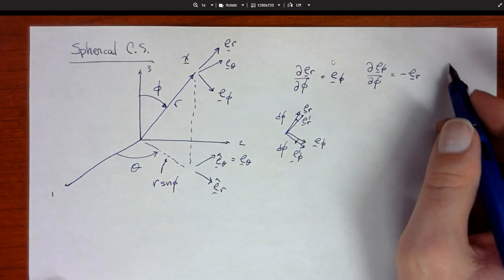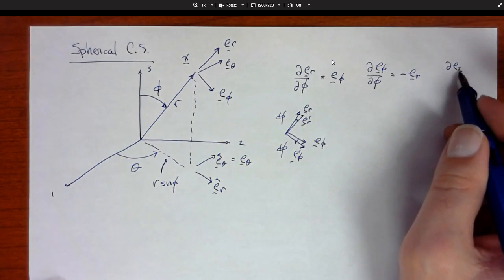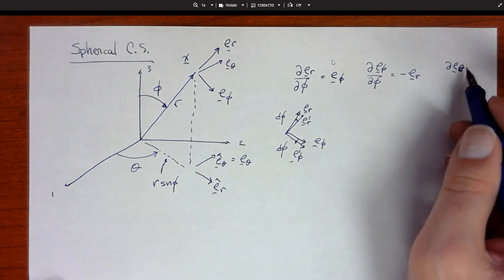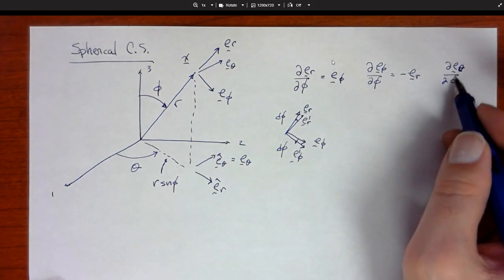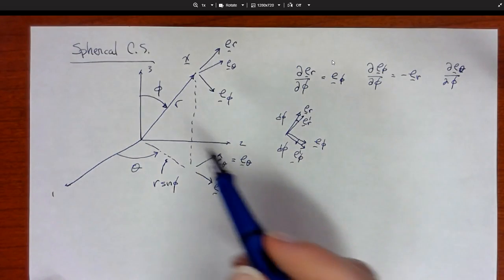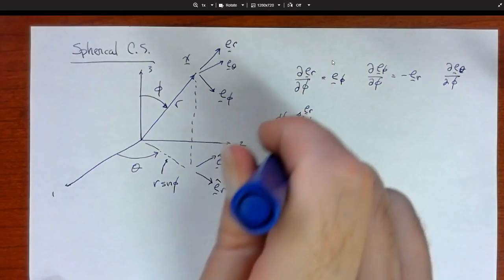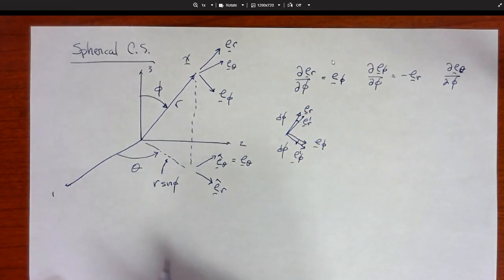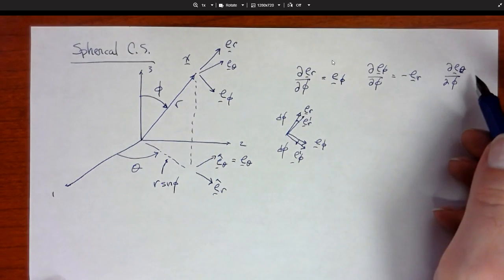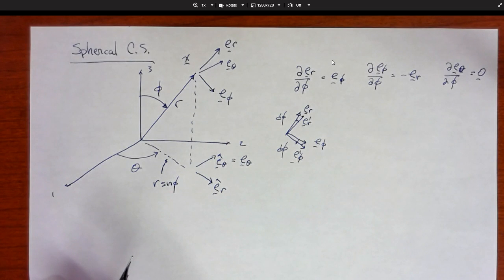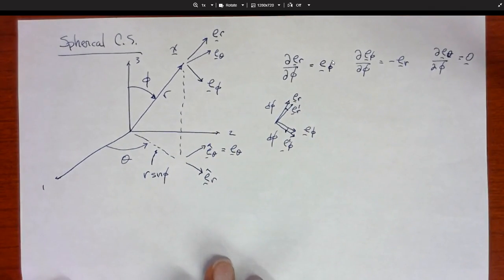And last but not least, we have to have E theta if we change phi. But if you think about it, if you look at this picture, E theta is always going to be perpendicular to this plane, right? It's going into the plane. And so if we change phi, actually E theta does not change at all. So that is going to be a zero vector, all right? So that's pretty much the same as it was in the cylindrical coordinate system.